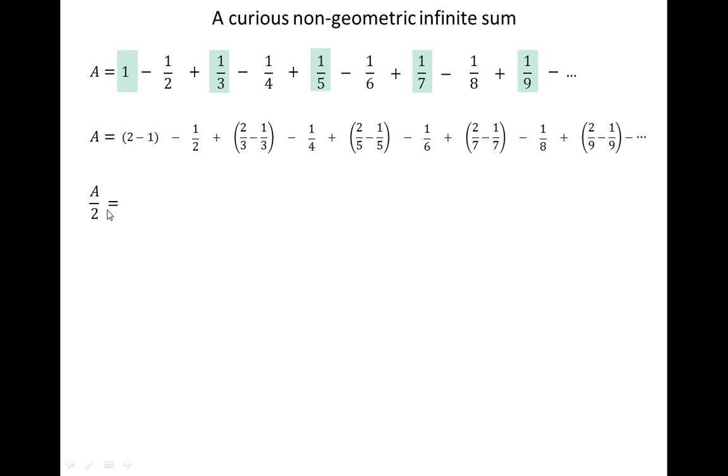What I'm going to do next is divide this number, this a here, by 2. And I'll do that on the right hand side just by going along the terms and dividing them all by 2. So first of all, the 2 divided by 2, minus 1 divided by 2, minus a half divided by 2, plus 2/3 divided by 2, minus a third divided by 2, minus a quarter divided by 2, 2/5 divided by 2, 1/5 divided by 2, minus a sixth divided by 2, and so on.